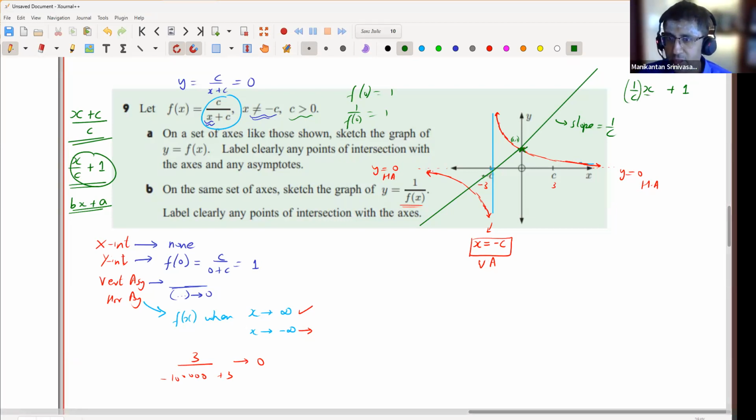So the y-intercept for this would still be 1, (0, 1), it passes through. The x-intercept will be when x is minus c. When x is minus c, it passes through 0.